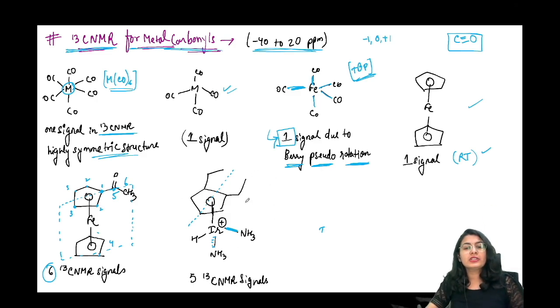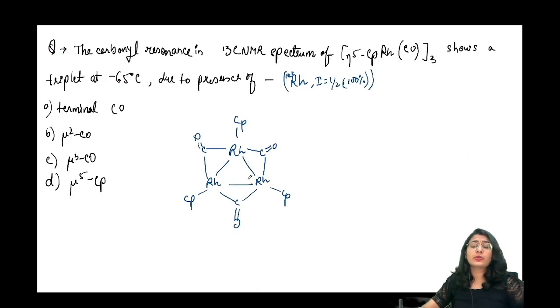ठीक है? तो उससे क्या होगा? You will have 1, 2, 3, 4 and 5 different carbons. So this is going to give you 5 signals for the C13 NMR spectrum. ठीक है? So very easy. Now let's do a question. अब ये देखो, एक क्वेश्चन बहुत अच्छा है.